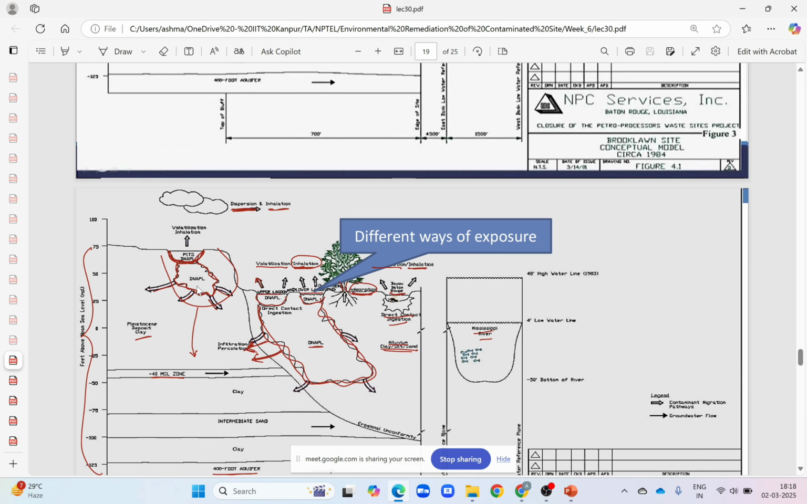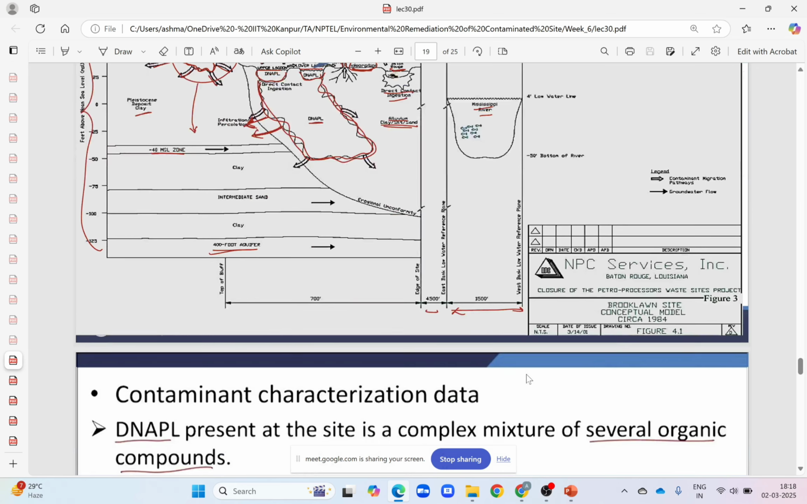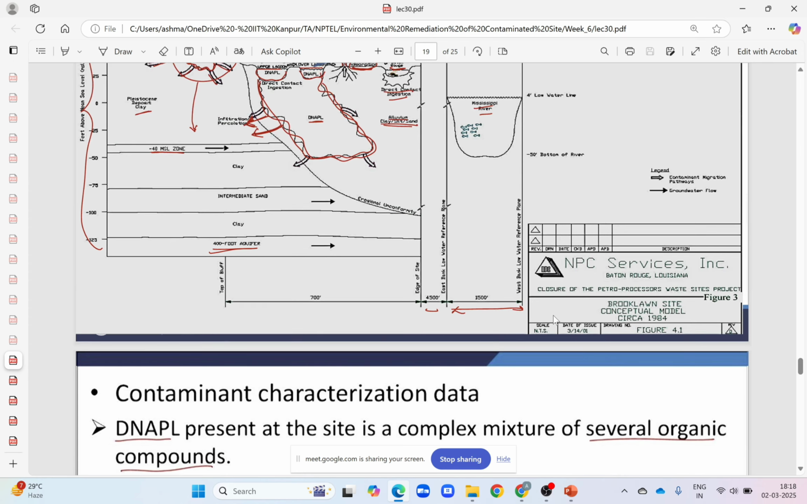But since in the clay layer the extension of the plume is not that much, from the adjacent layer there is a chance that this plume will contaminate this side at greater depth. So this was the chance, and also here there is a river, which was the Mississippi River, near to the contaminated site. So again, if the river becomes contaminated, then it will be a very dangerous condition.